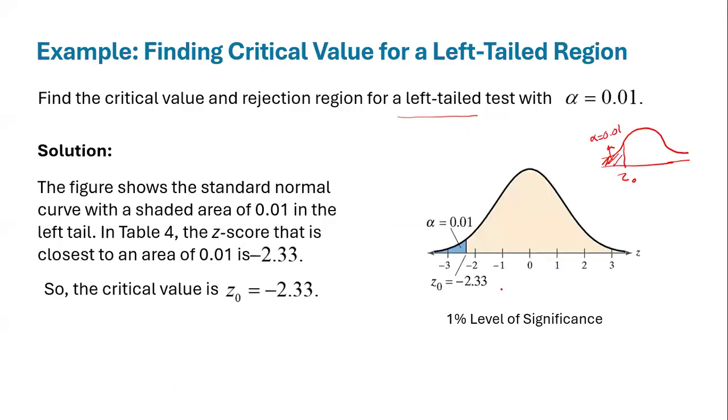So after finding the critical value, you say, okay, the rejection region now is the area to the left. That's the shaded area. So the rejection region is any z-value which is less than negative 2.33, because the shaded area is on the left side of this point. And after finding the rejection region, you need to find the test statistic and check if the test statistic falls in this region.